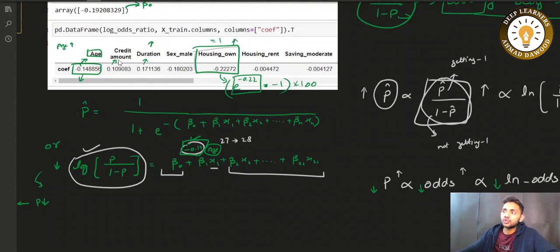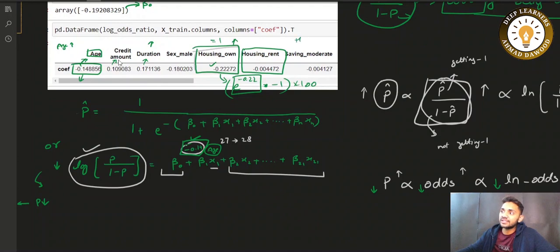Okay, and you can also see from the sign that when housing own is equal to 1, there will be less chances of being default. And from the analysis that we did in the EDA, when housing is equal to own, there is less chance of being default. And when housing is equal to rent or housing is equal to free, then there are more chances to default. Here we have three categories: housing is equal to own, housing is equal to rent, and the third is housing is equal to free.